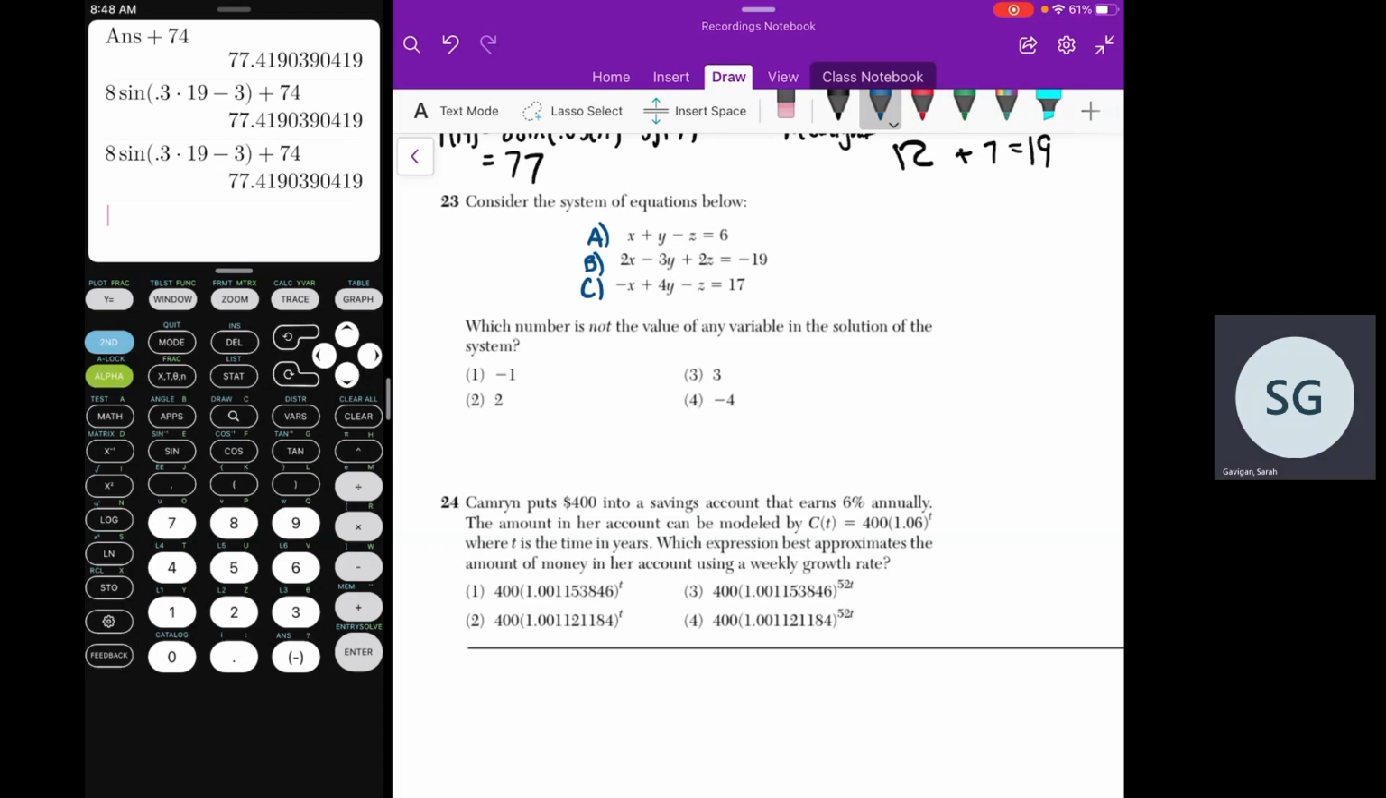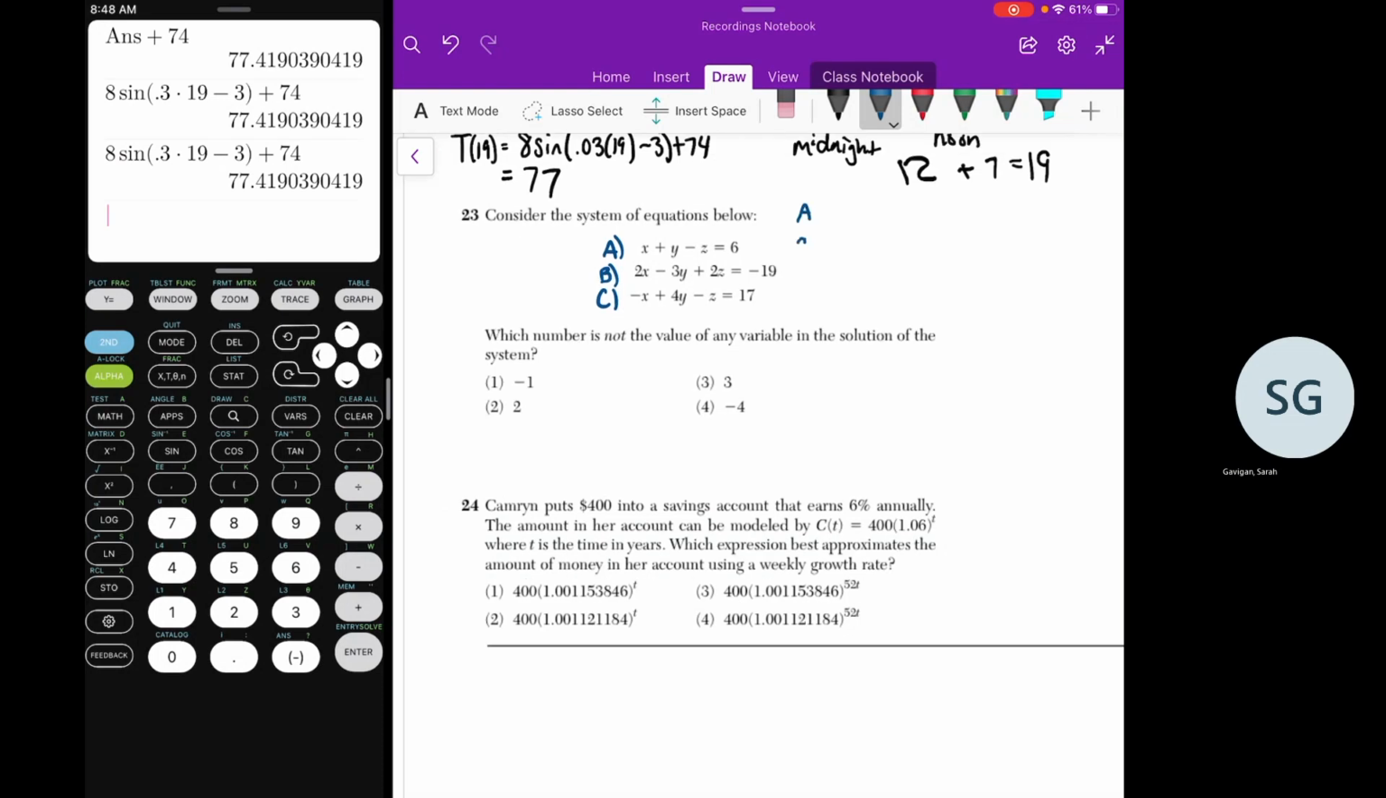So if I'm going to pick, it doesn't matter which pair. Let's see, I want to cancel a variable. Which pair do you want to pick? How about we pick A and C? I'm going to pick A and C. So I'm going to have x plus y minus z equals 6 and negative x plus 4y minus z equals 17. All right, so I'm canceling the x's.